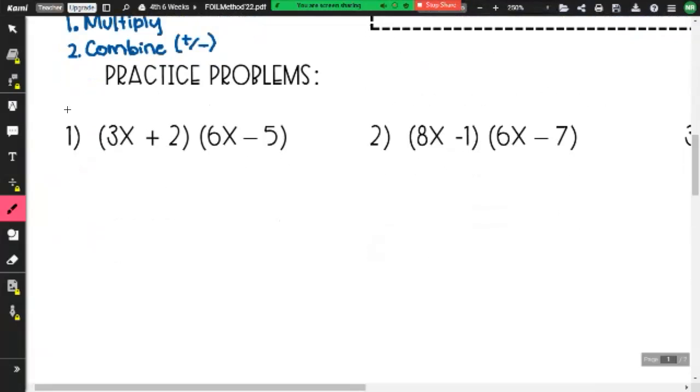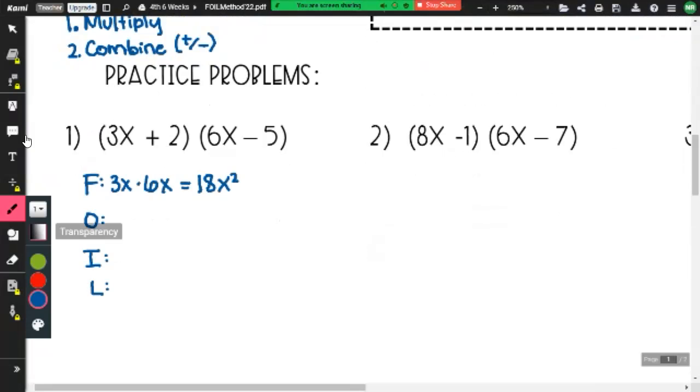Now I'm going to show you a couple of different ways. The first way that we're going to do this is by actually writing FOIL down the side. FOIL. Okay, so the first of this group is 3x. First of that one, 6x. 3x times 6x, 3 times 6 is 18, x times x, x squared. Once again, if you need to see it with the exponents, 1 plus 1, 2.